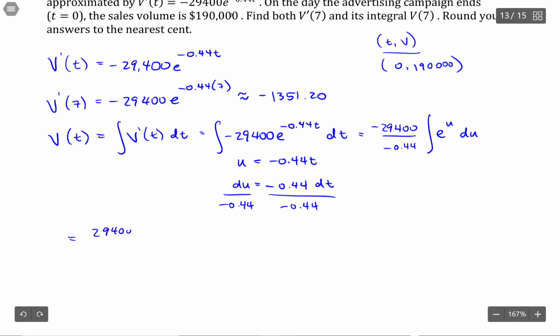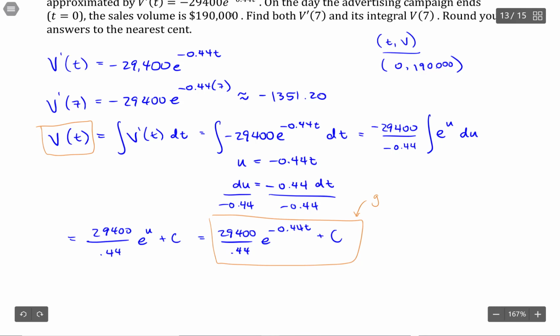So 29,400 over 0.44, the integral of e to the u du. E to the u is its own derivative, so it should make sense that it's also its own antiderivative as well. So that's just e to the u plus c, which would be 29,400 divided by 0.44 e to the negative 0.44 t plus c. So our function v of t looks like this.